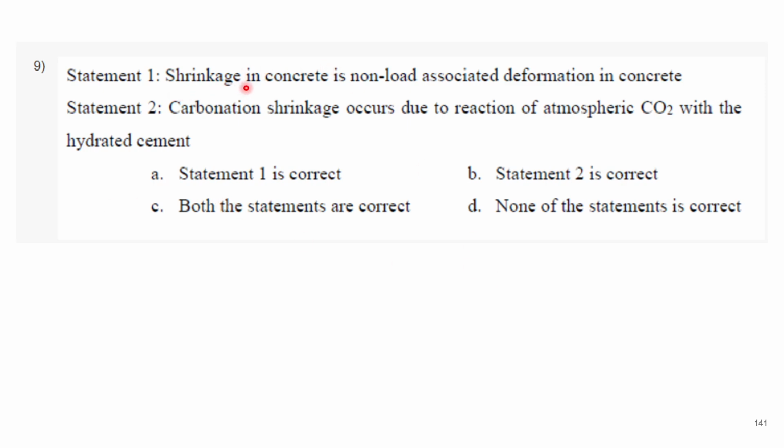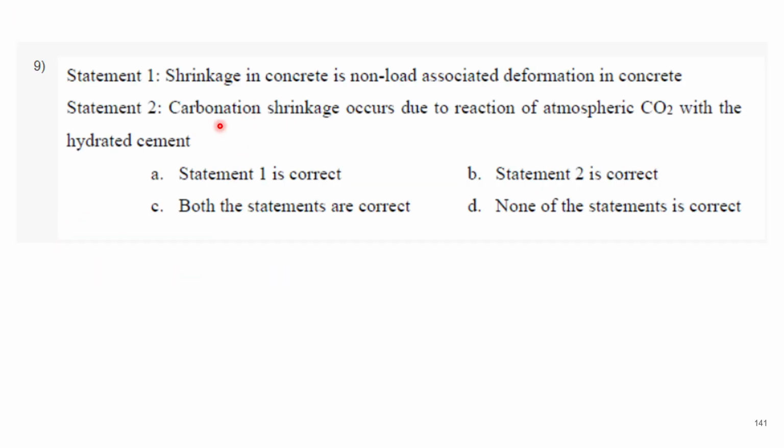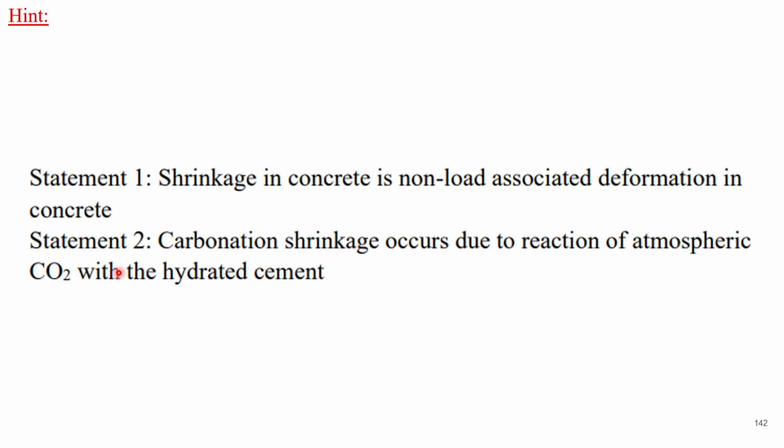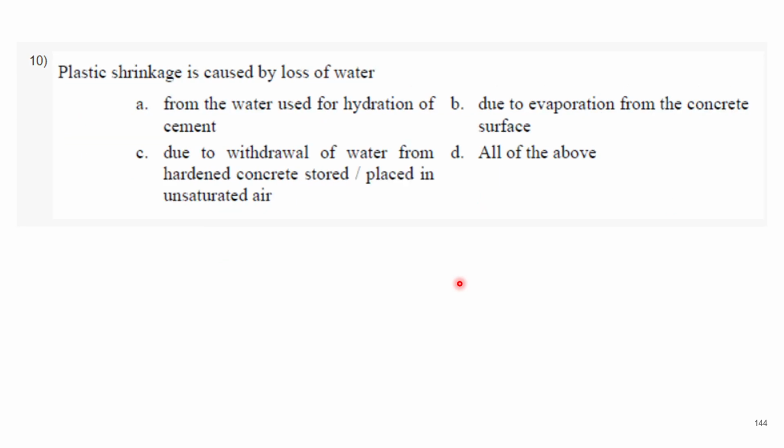If you remember, shrinkage in concrete is actually a non-load associated deformation, which is related to the loss of water, resulting in volume contraction. So statement 1 is correct. Carbonation shrinkage, as the name suggests, occurs when the atmospheric CO2 reacts with hydrated cement. So 2 is also correct. So C, both the statements are correct, is the right option.